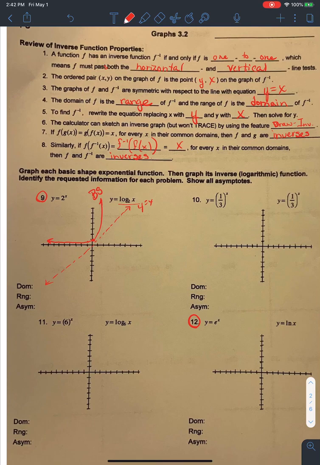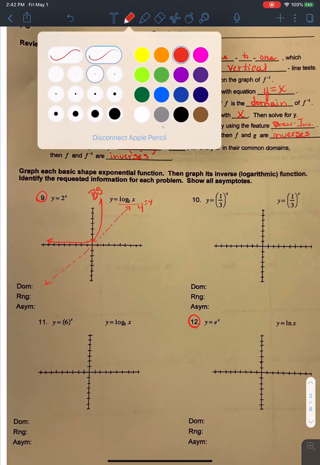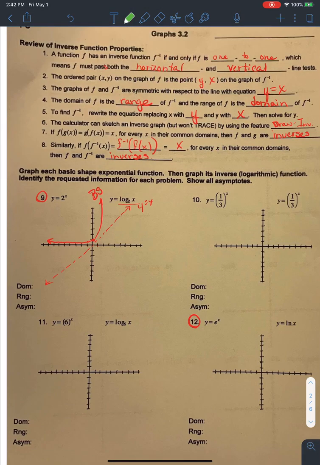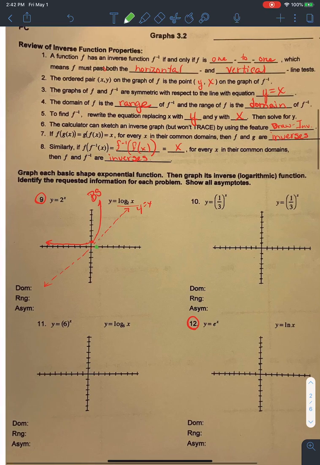Okay, and then if I'm going to do a reflection, that means I would have, and I'm going to change colors for my new one so you can tell the difference, my new point, my new point, and my new points.